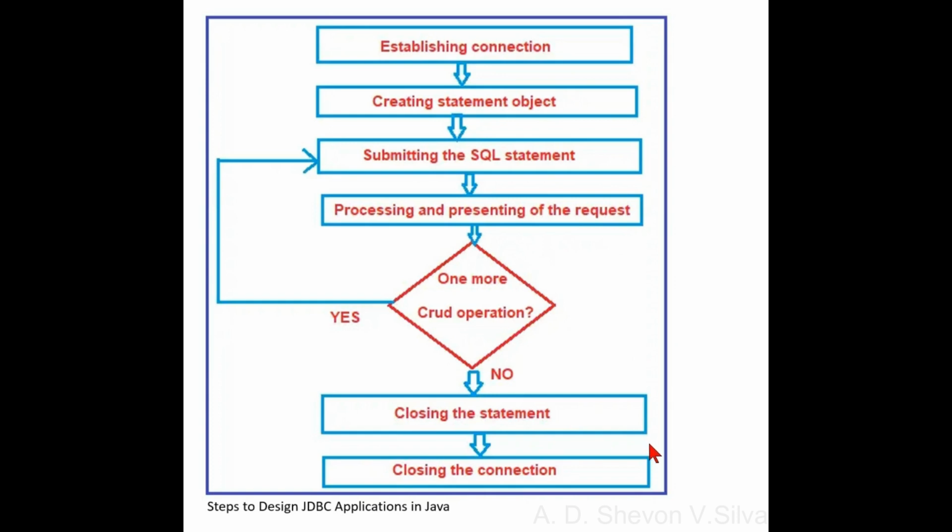Close the connection. So finally, we have to close the connection object; the statement and the result set will be closed automatically. The close method of the Connection interface is used to close the connection.